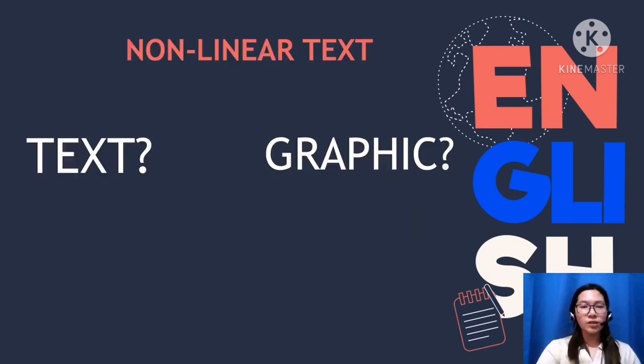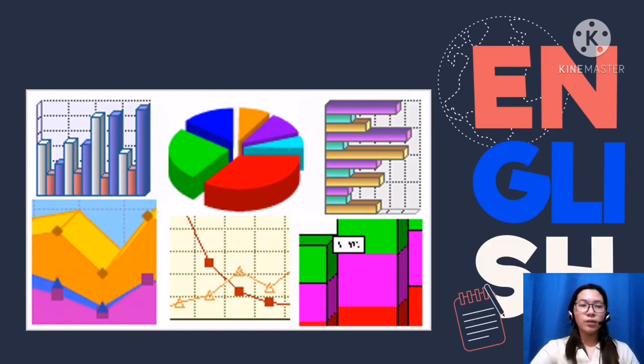So let's now proceed with nonlinear text. Do you think nonlinear text is an example of a text or a graphic? What is the best answer? What is your answer? Okay, let's now see. Very good. Nonlinear text is an example of graphic. Why? Because nonlinear text involves bar graphs, pie charts, and tables, isn't it?